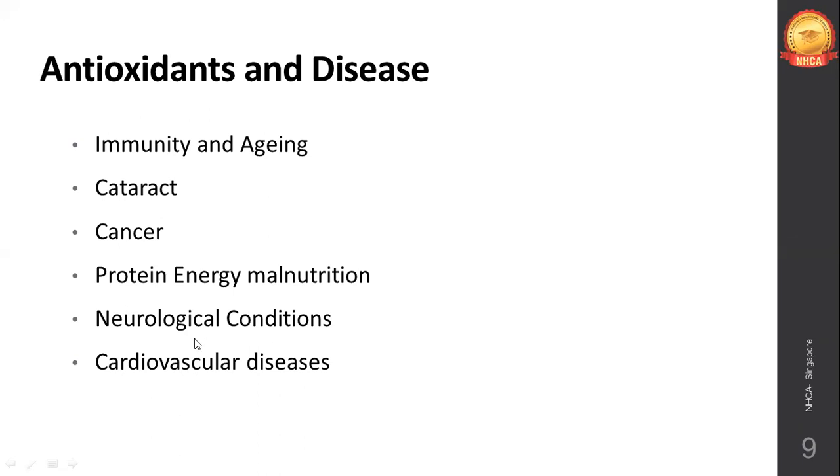Then we have neurological conditions like Parkinson's disease and Alzheimer's. Okay, these can be prevented. The risk of these diseases can be reduced by adding more vitamin C, beta carotene, folate, vitamin B6, vitamin B12 in your diet. Okay, if Alzheimer's and Parkinson's disease is present in your family, these things can be avoided. So these antioxidants can be added in your diet.